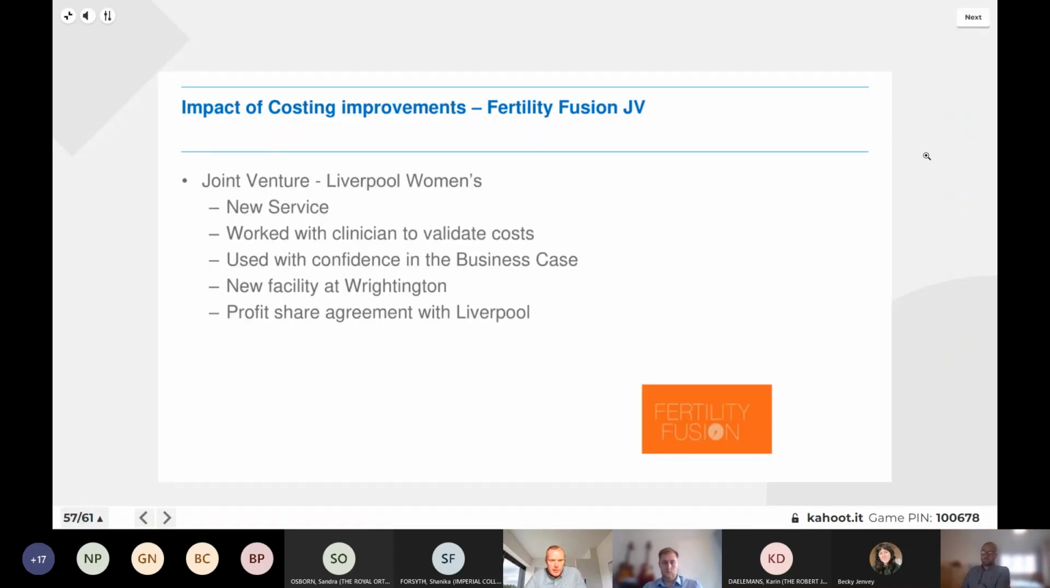Another way that we use costing is in one of our partnerships with Liverpool Women's. We've got an assisted conception service at the trust, and we looked at expanding that with Liverpool Women's. We used costing first of all to validate the costs for the SLA, and then to also work out the profit share. We used it to develop the business case, and in the end, costing is used each quarter now to agree the profit share with Liverpool Women's. It resulted in a business case that got signed off for a new facility at Wrightington, and a great service for the people of Wigan, the local population.